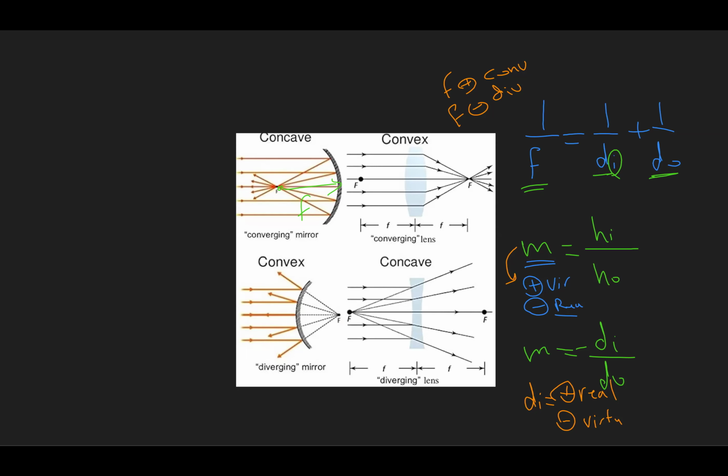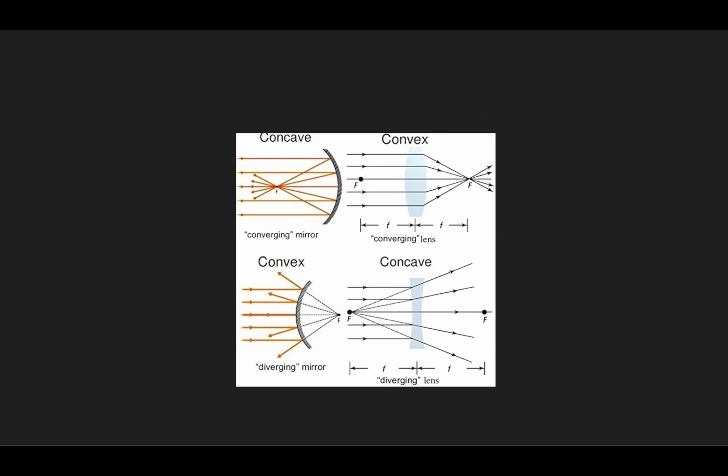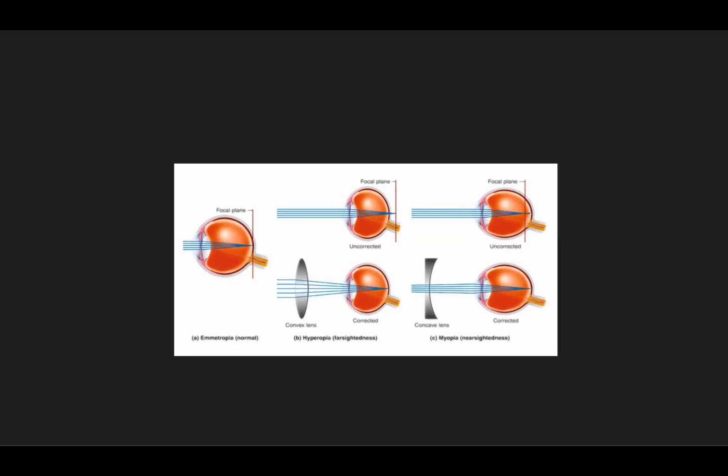One of the main applications of these is for problems with sight, for people who can't see long distances, or people who can't see short or near distances. Here we have examples of how it works. For a normal person, as background, our eyes work like a lens. It's not a mirror, it's a lens, and it is a convex lens.